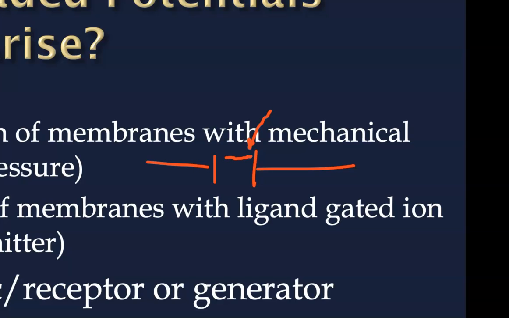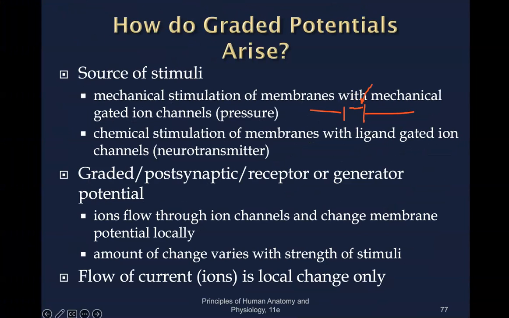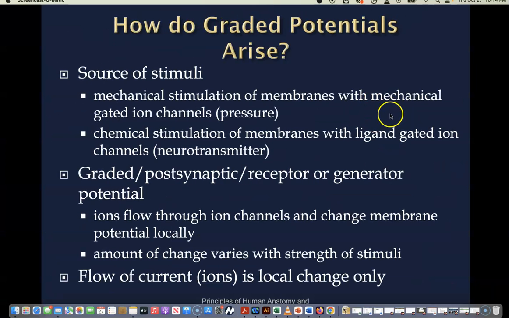Sorry, I'm having trouble here with this. If you can picture it, you push on this and it causes the channel to deform a little bit and creates a gap that allows sodium in. I really need my drawing function to show you how this works, but just picture that gate warping a little bit, allowing ions in. That's what your mechanical gated ion channels are going to do.